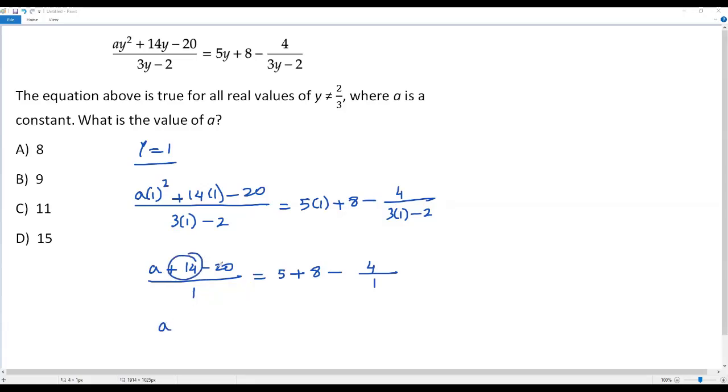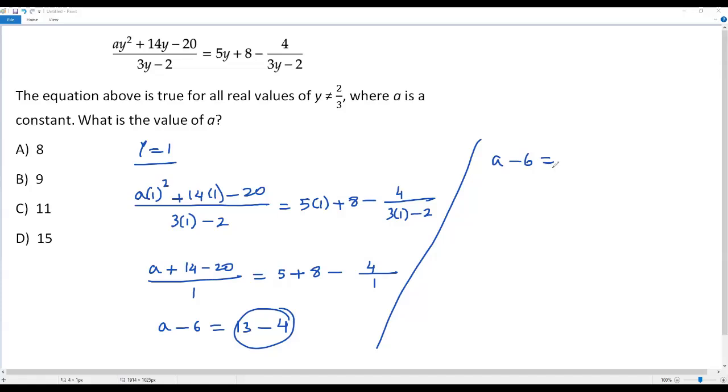And when I combine this plus 14 and minus 20, I am getting minus 6, equals, when I combine this 5 and 8, I am getting 13. Minus 4 divided by 1 is just 4. Okay, let me continue over here. We get a minus 6 equals, the simplification of 13 minus 4 is 9.